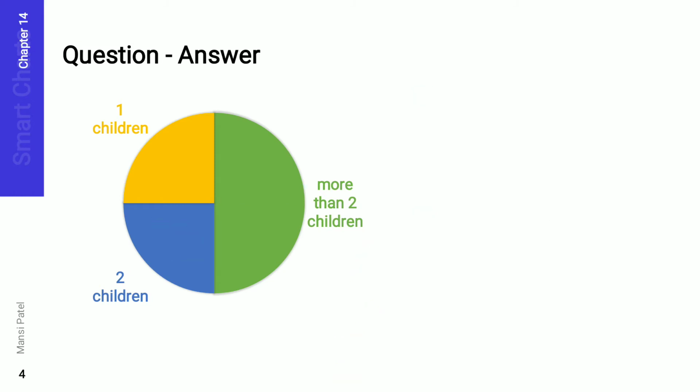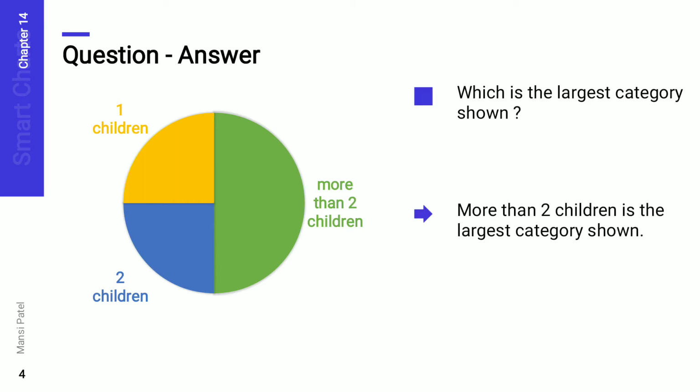Now your next question is: which is the largest category shown? Means here you have to see which portion is the largest. Yes, we can say that the more than two children portion is the largest. So we can say that the answer is more than two children is the largest category shown.